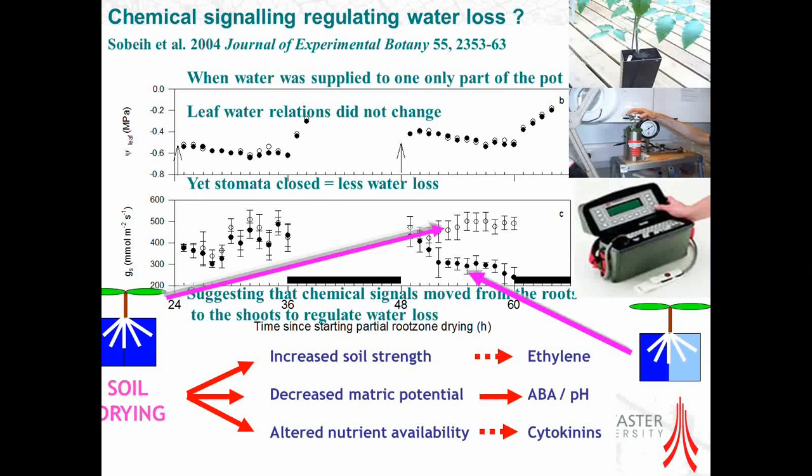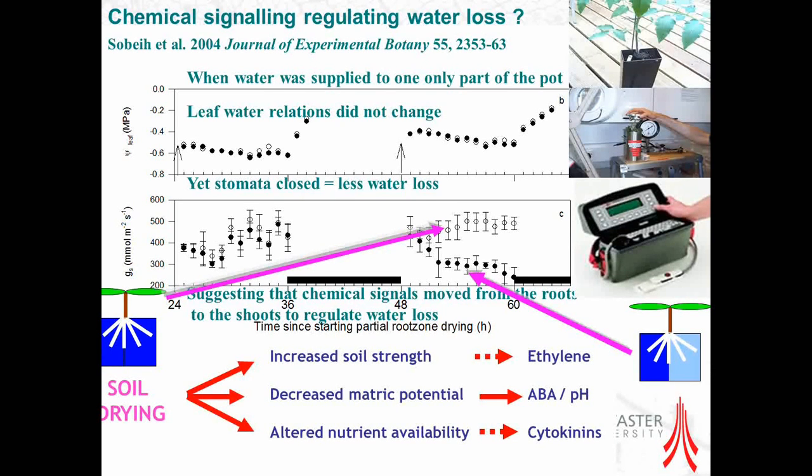I wouldn't argue that every line is strictly true. I still think there's a lot of work that we need to do. The root-to-shoot signalling literature has taken two main areas of focus. One is to try and understand what the impacts of these chemical signals may be on shoot physiology.